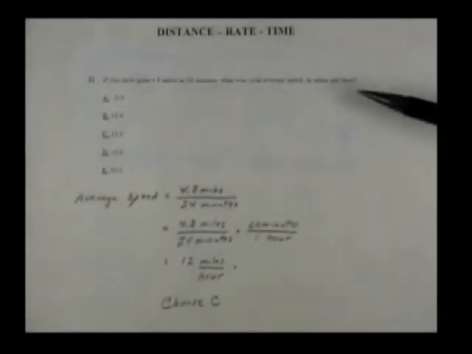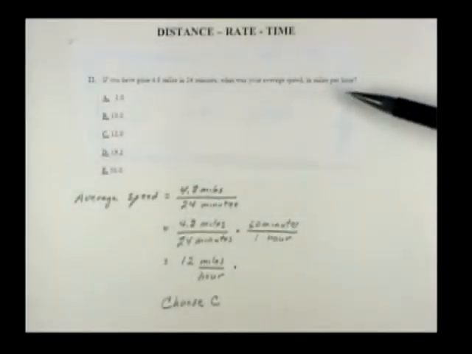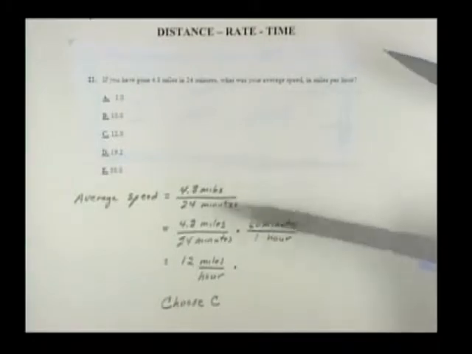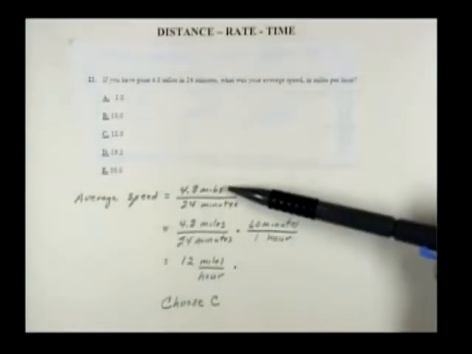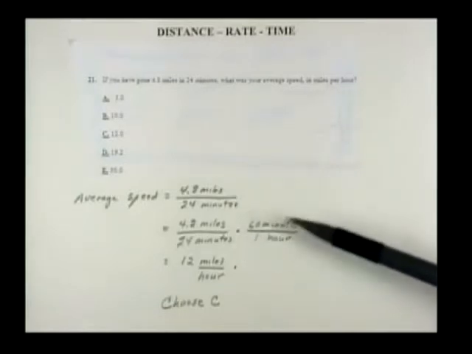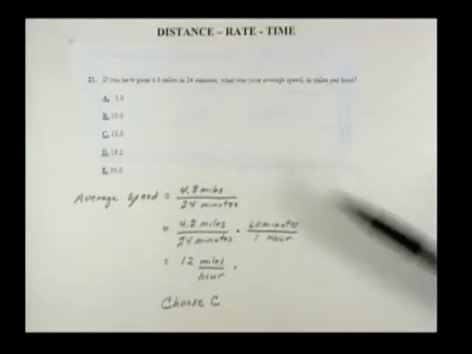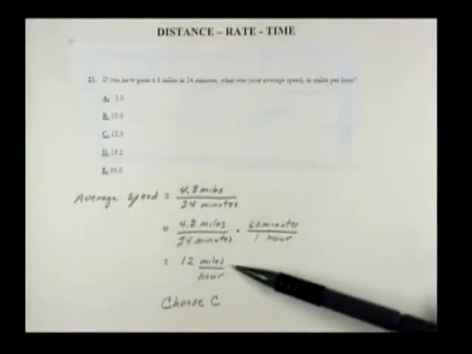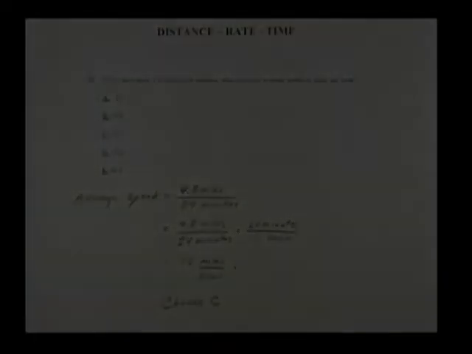If you have gone 4.8 miles in 24 minutes, what was your average speed in miles per hour? The average speed is distance over time, 4.8 miles over 24 minutes. Converting minutes to hours, multiplied by 60 minutes over 1 hour, becomes 12 miles per hour. Choose C.